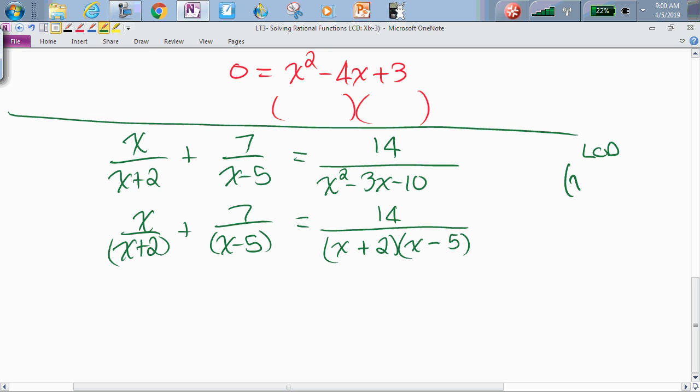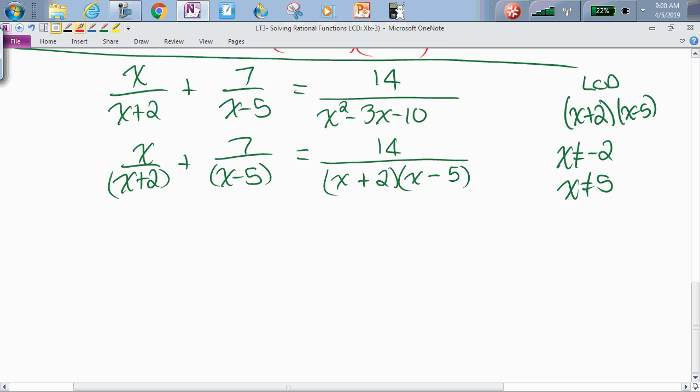So our lowest common denominator is x plus 2 times x minus 5. And while we're here, a value that x cannot be is negative 2, because if I put negative 2 here, I get 0. X cannot be 5 either. If I put 5 here, I get 0. So there are two problems. We can do it how we did the second way in the last problem. Let's make them all the same.